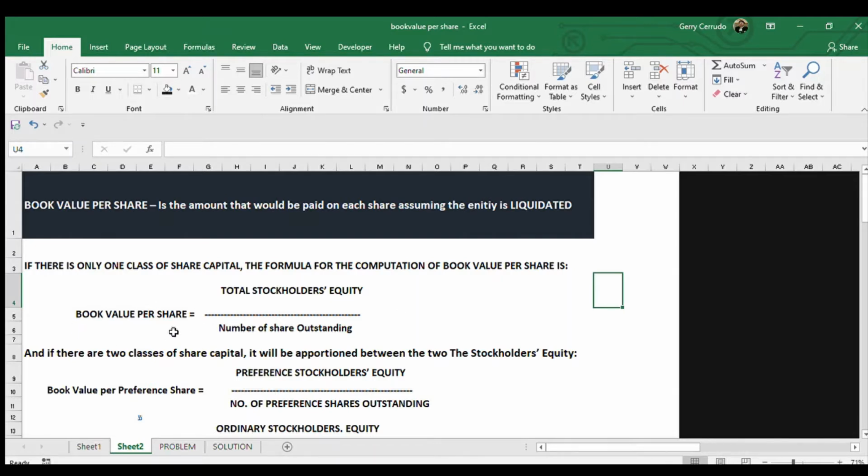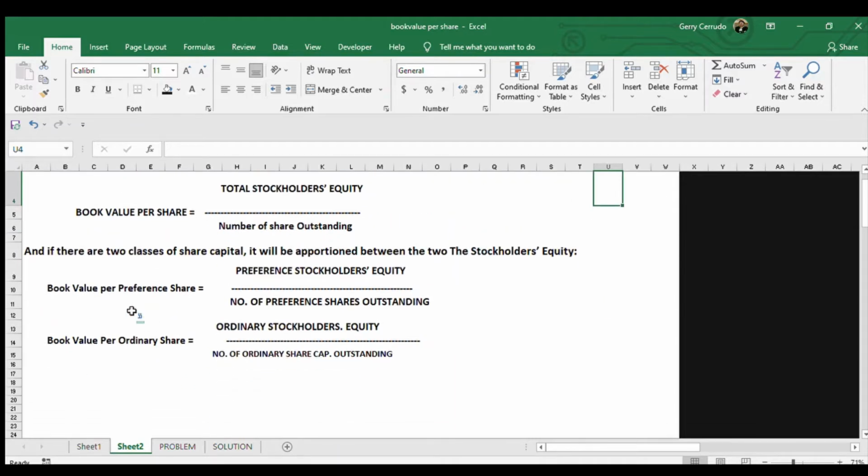But, in cases that there are two classes of share capital, it's a different story. There will be an action to be done because we will apportion the total stockholders' equity, especially during the liquidation, between the preference shares and the ordinary shares. Kaya meron tayo dito, when there are two classes of shares, meron tayong book value per preference share at meron tayong book value per ordinary share.